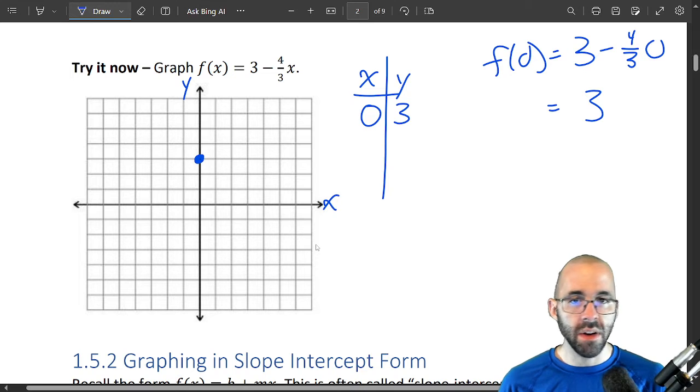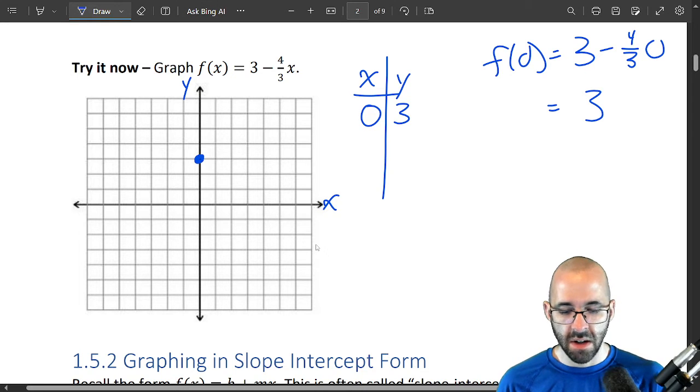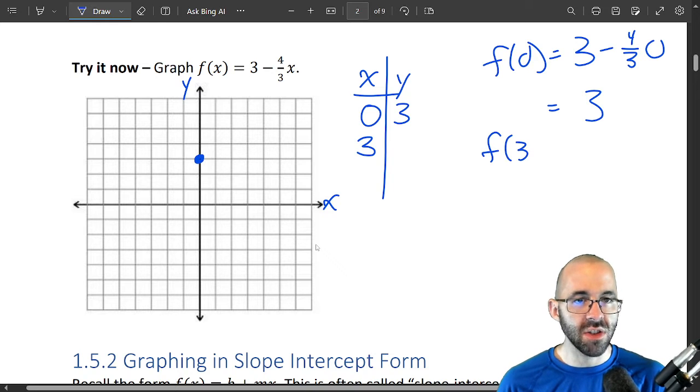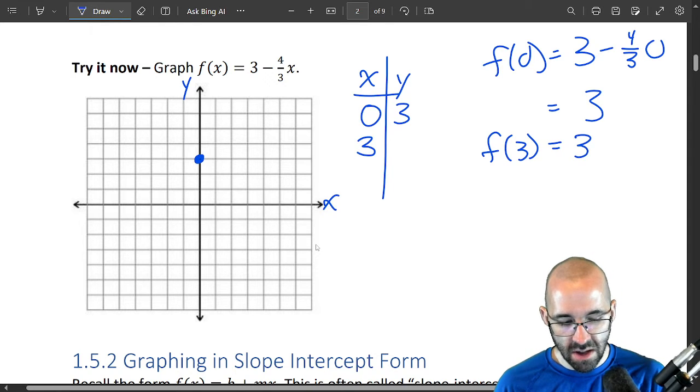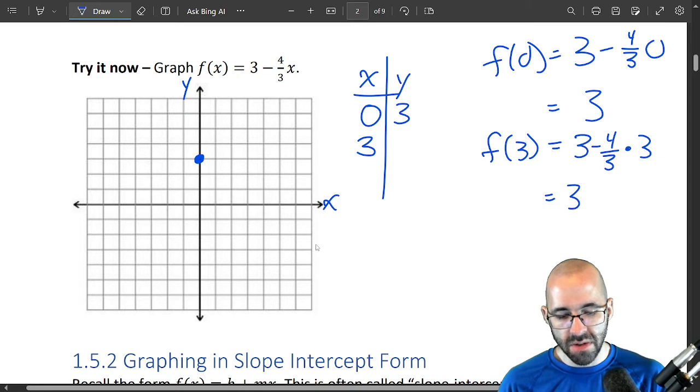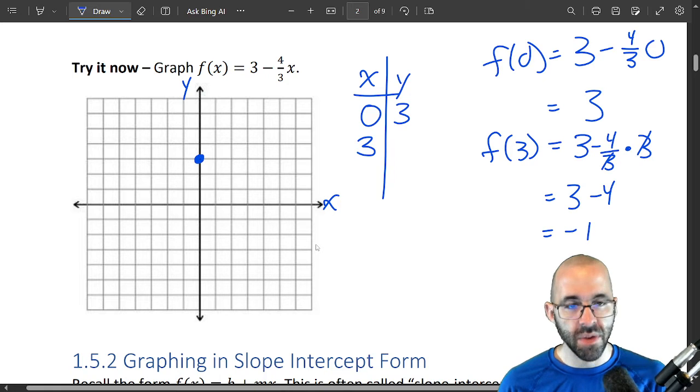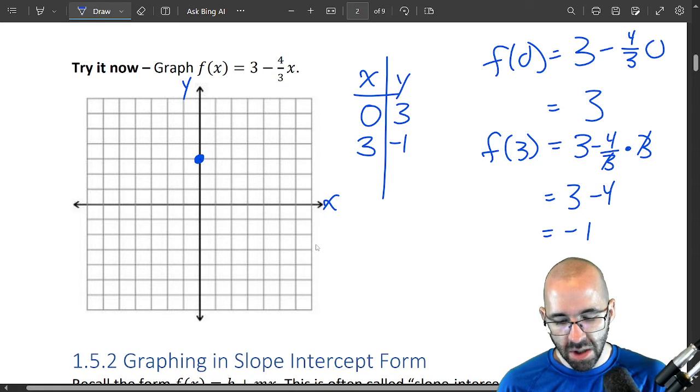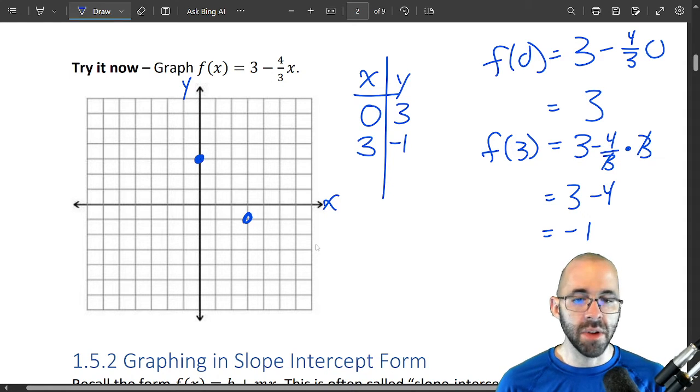You could plug in 1. You could plug in 2. But I'm going to plug in 3 because I know that's going to cancel the fractions, and I don't have to worry about fractions. 3 minus 4/3 of 3. 4/3 of 3. The 3's cancel. And we get 3 minus 4. You should have gotten -1 if you plugged in this point. We get 3, -1. And that's all you need to plot a line. You can just connect the dots now.